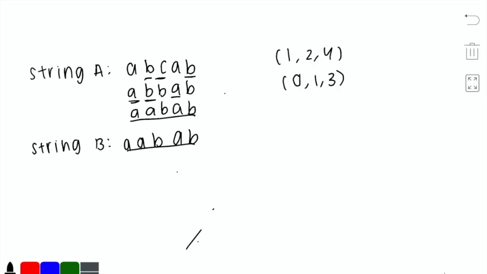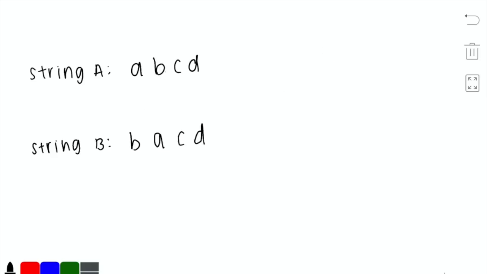Okay, so let's look at a few different examples to see if we can find the cases in which it is impossible to convert string A to string B. And in this case, we need to output -1. Okay, so let's say we had string A, which is ABCD, and string B, which is BACD, so two strings with 4 characters each.